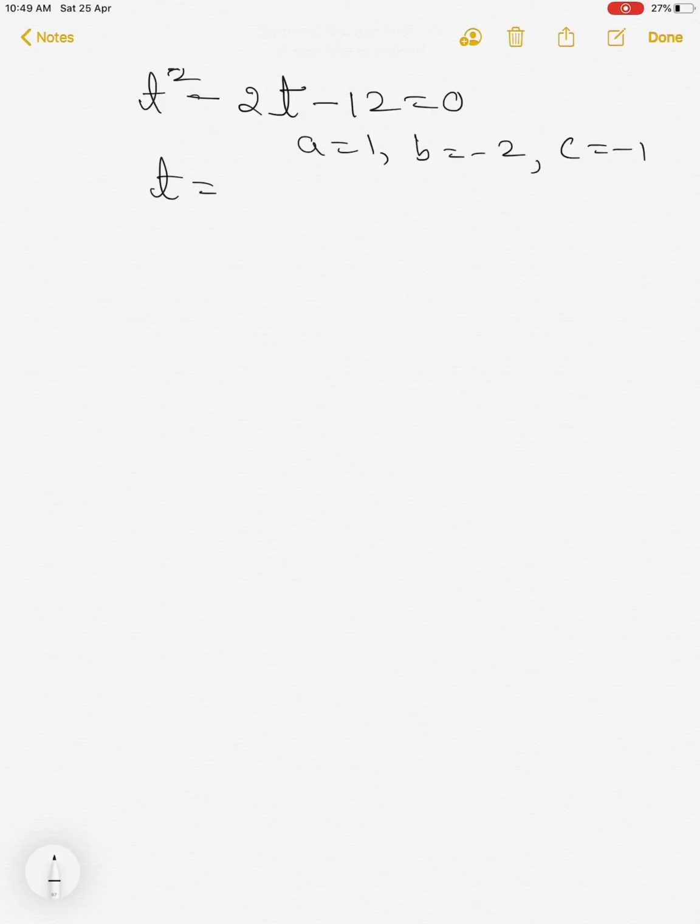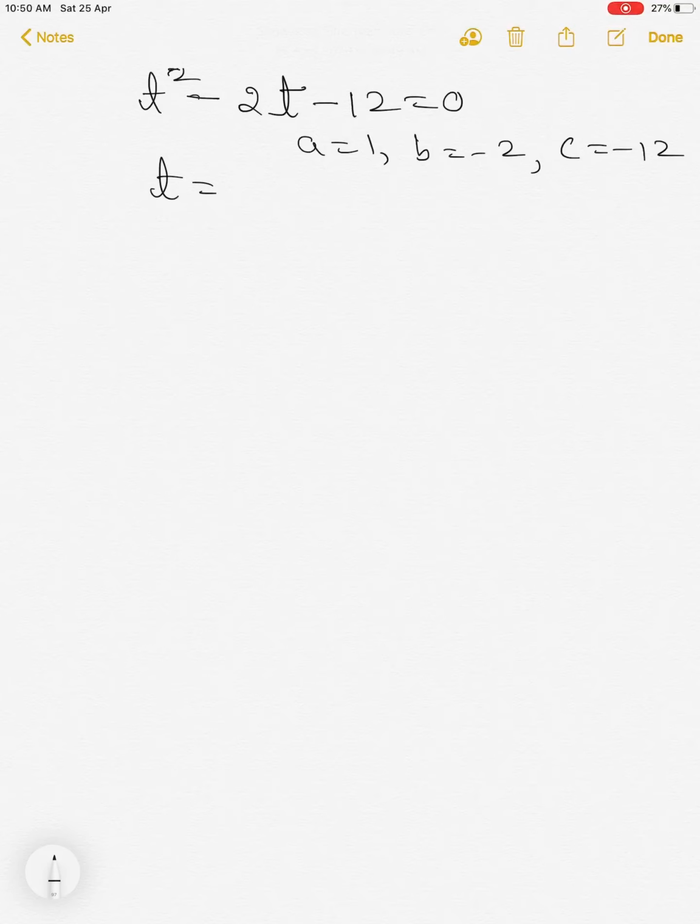If we reduce it by dividing by 5, the equation will be t square minus 2t minus 12 equals 0. So t is equal to minus b. Here a is equal to 1, b is equal to minus 2, and c is equal to minus 12, if we compare this equation with ax square plus bx plus c, because here the unknown is t.